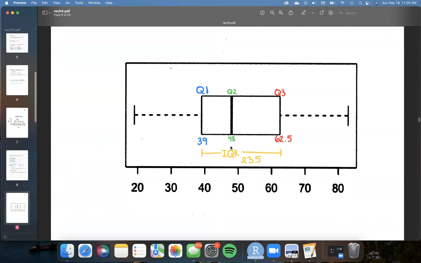And then our interquartile range is Q3 minus Q1, which is 23.5. So on this number line, it's roughly 23.5. Okay. The distance is roughly 23.5.